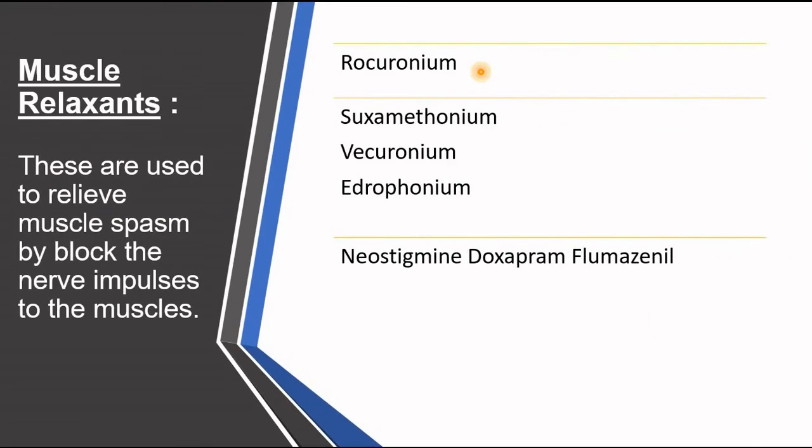So friends, this is the next slide, muscle relaxant drugs. These drugs are used to get relief from muscle spasm by blocking the nerve impulses to the muscles. So during the surgery, what happens? The patient suffers from a muscle spasm problem. So that time muscle relaxants are given to get relief from the muscle spasm.